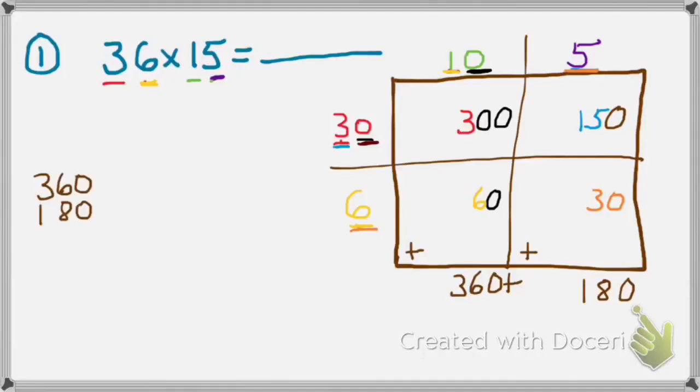360 plus 180. Again, I lined up my digits. That's so important. 0 plus 0 is 0. 6 plus 8 equals 14. Put down the 4, carry the 1. 1 plus 3 is 4, plus 1 is 5. So 36 times 15 equals 540.